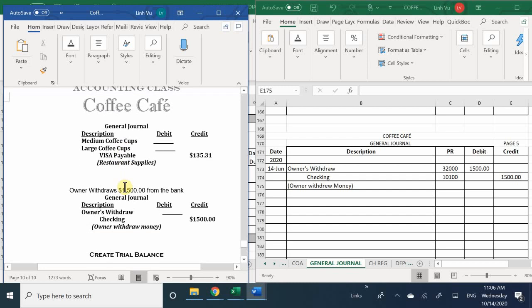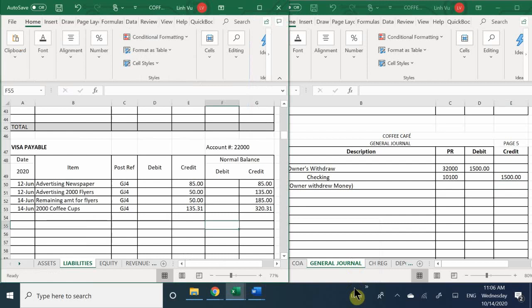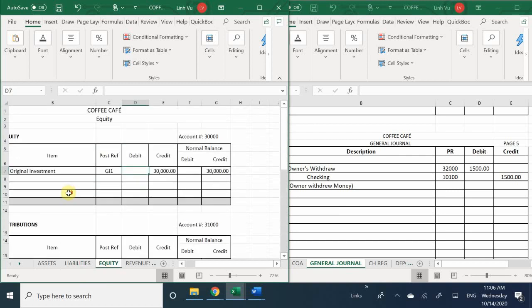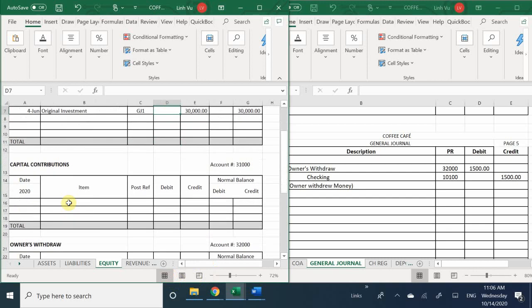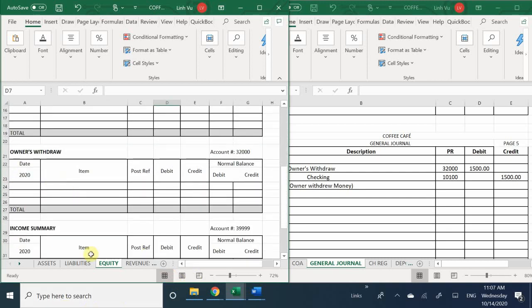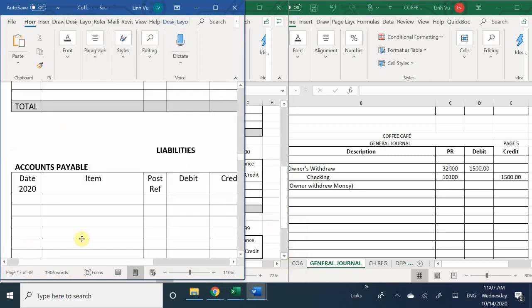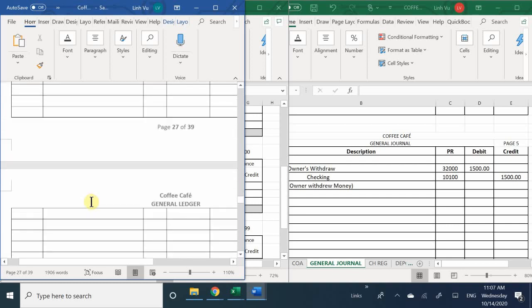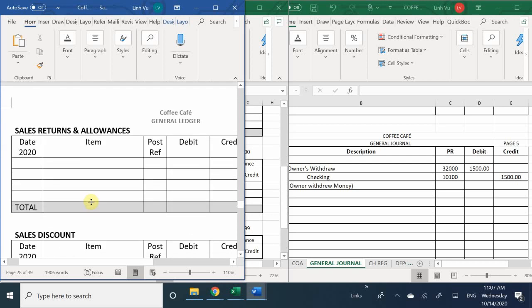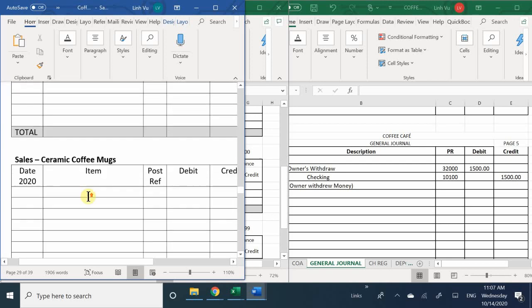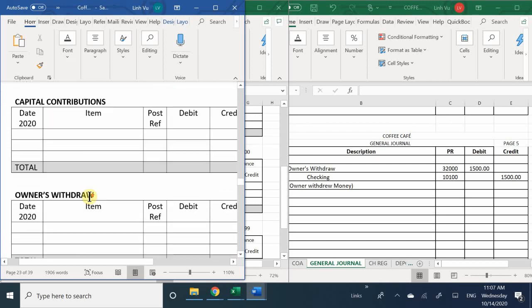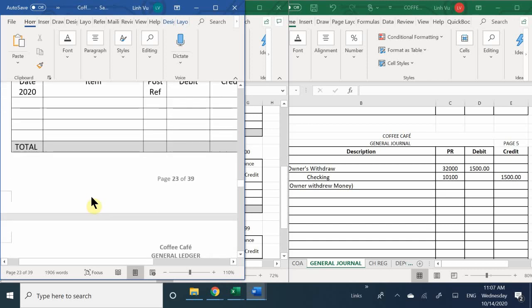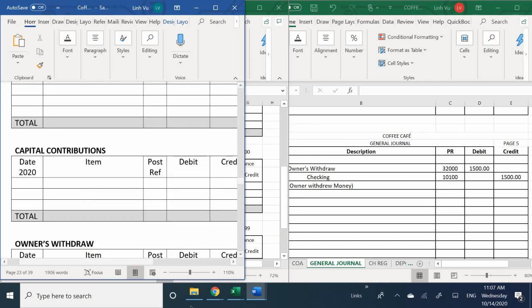So let's go ahead and do our ledger to update our numbers there. I'm going to finally dip into one of my equity accounts, and I'm going to find the section where I can find my owner's withdrawal. On the worksheets, here are my equity accounts. It is on page 23 in the worksheets. It's the third one down.